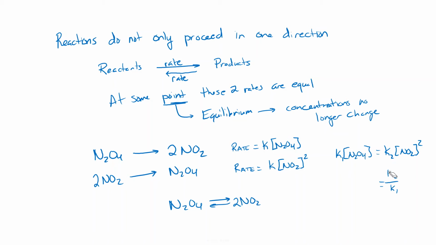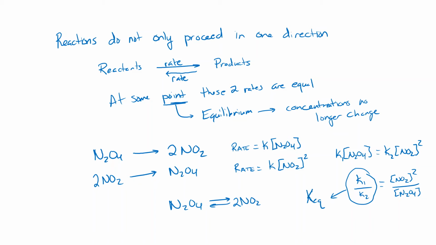All right, changing my mind. K1 over K2 equals the concentration of NO2 squared over the concentration of N2O4. Right? So I divided both sides by the concentration of N2O4. I divided both sides by K2. We're going to combine these into one term and call this KEQ. So this is a capital K now.